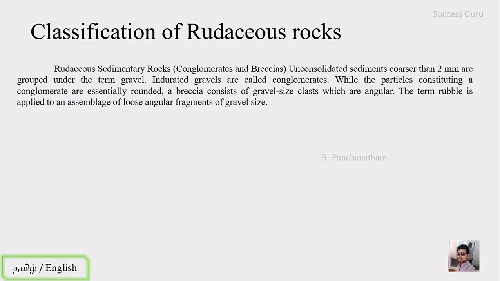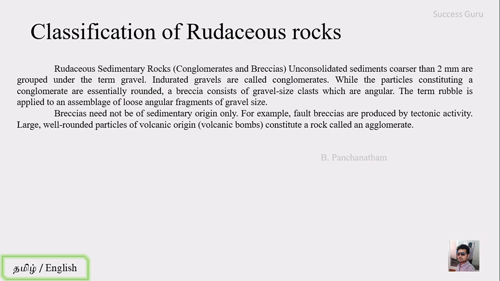The indurated gravel is called conglomerate, while the particles consisting of the conglomerate are essentially rounded. So if this gravel consists mostly of rounded grains, and it is converted into rock, then it is called a conglomerate, and if it has angular grains, then it is called a breccia. The term rubble is applied to an assemblage of loose angular fragments of gravel size.